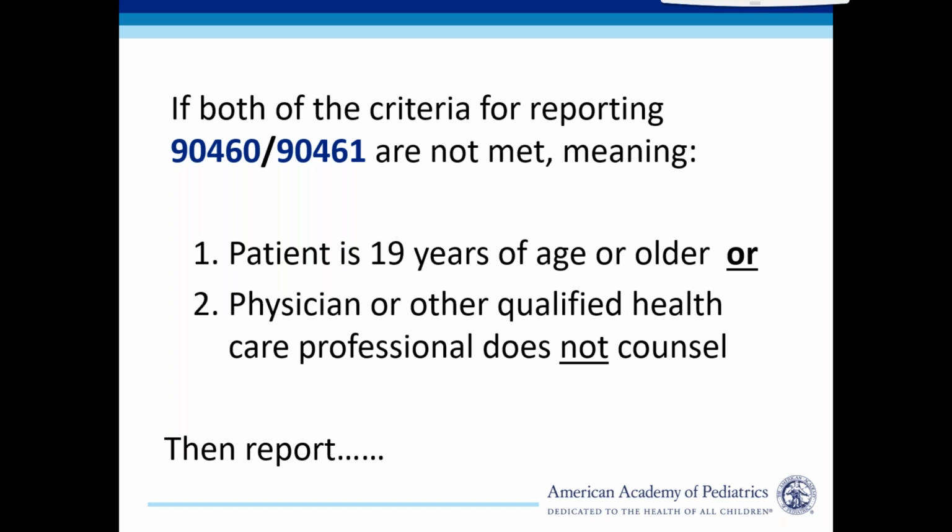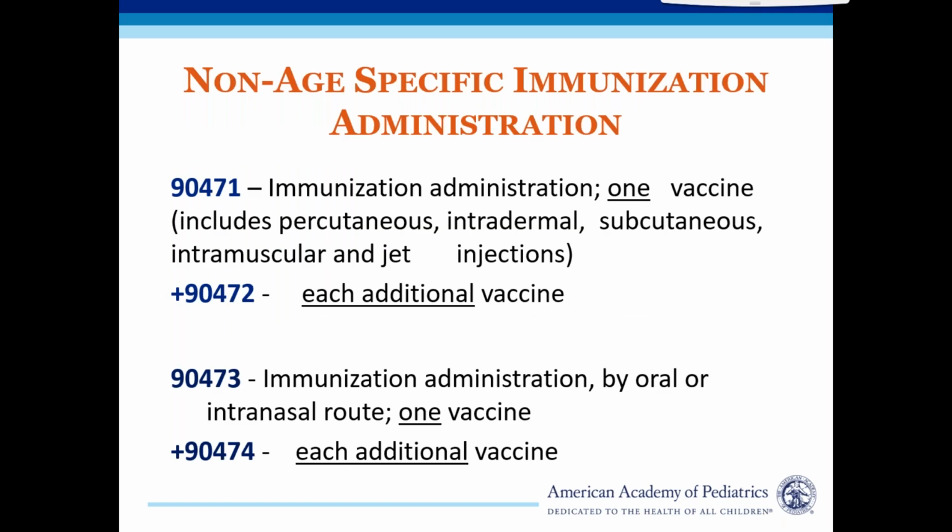So remember, if both the criteria for reporting 90460 and 90461 are not met, meaning patient is 19 years of age or older, or physician or other qualified healthcare professional does not counsel, then we defer to our other set of codes. And those we just refer to more as our non-age specific immunization codes. It doesn't mean you can't report them for a 4-year-old or a 5-year-old. It just means that these are non-age specific. If our criteria is not being met, meaning both the age and the counseling are not met, we defer to these codes. So they're not stuck to a certain age category.